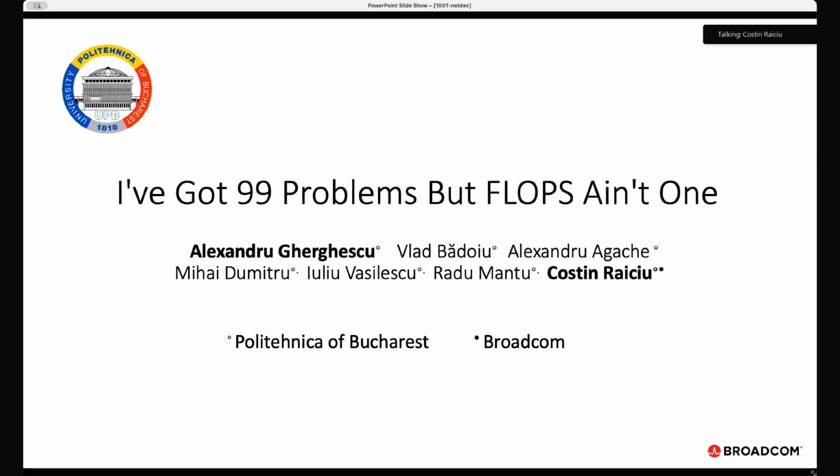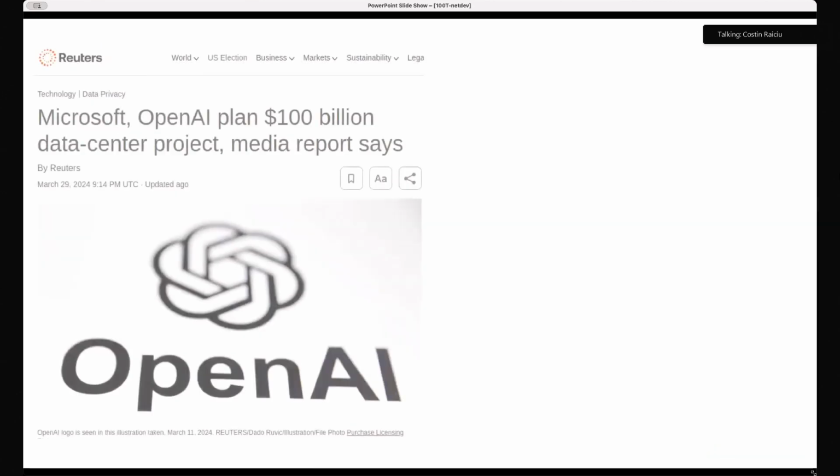All right, so this is roughly a rerun of the talk we did at Hotnets last year. This is based on a research paper my team and I at the Polytechnic of Bucharest published last year. And this paper looks at what you might build if you had a lot of money and you wanted to outcompete OpenAI and such companies.